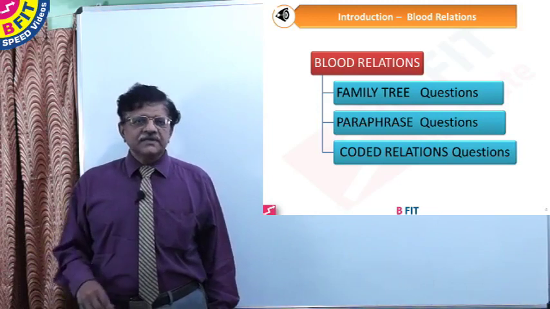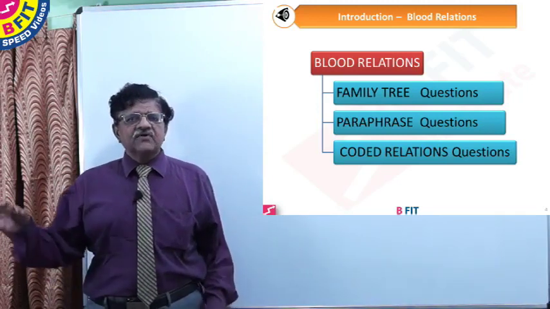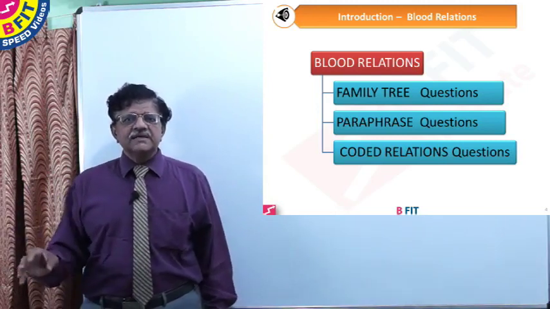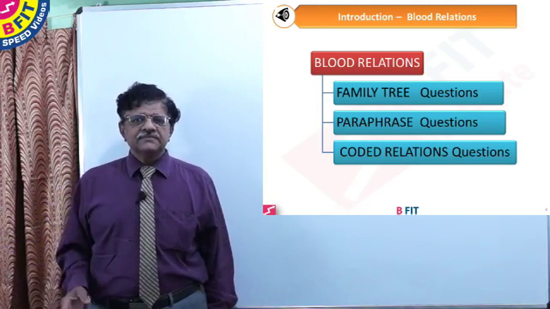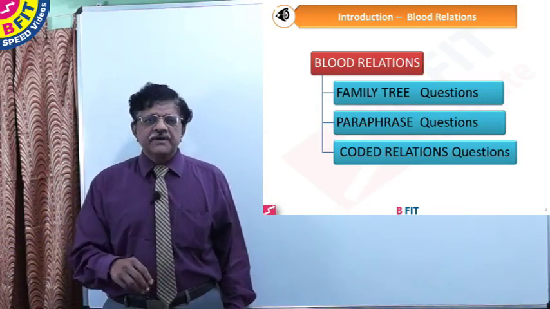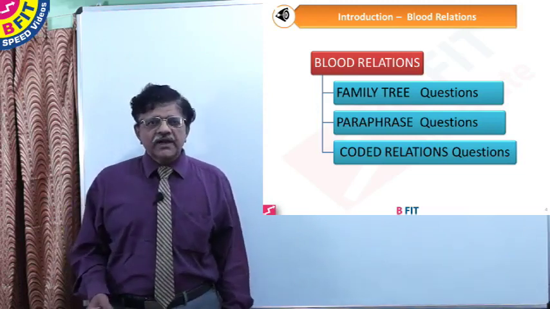The third question is coded relationship. $B means A is the father of B. A ampersand B means A is the mother of B. Like that. These kind of questions which code the relationship, and then based on the code some questions are asked. They are called coded relations.